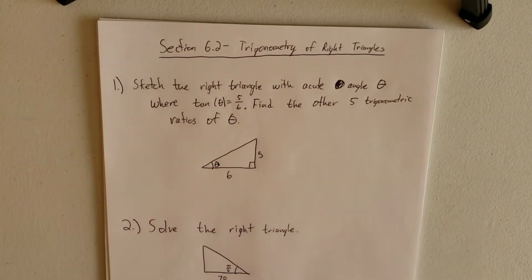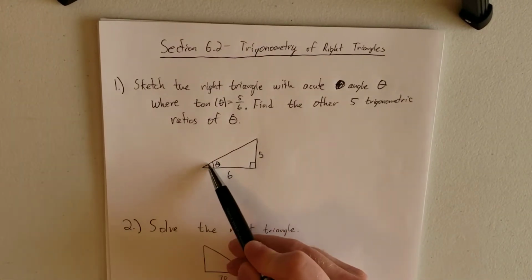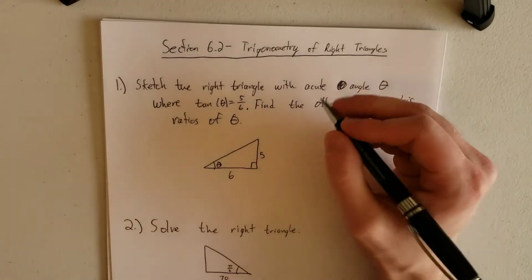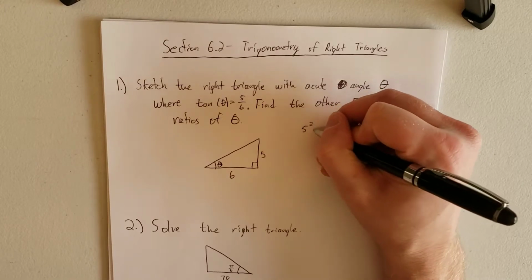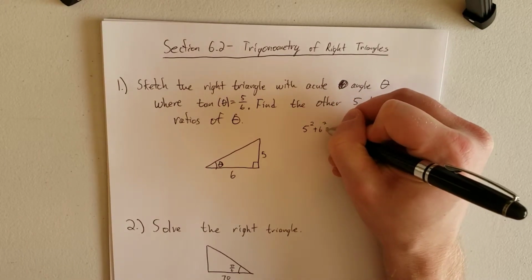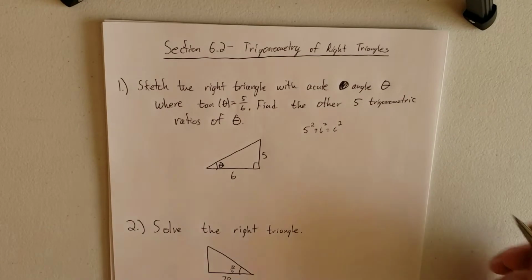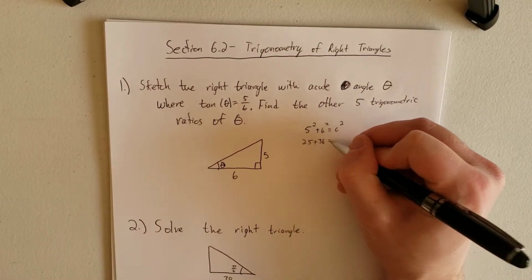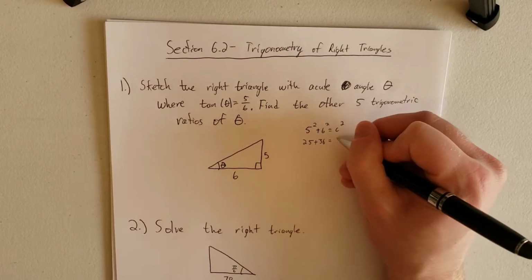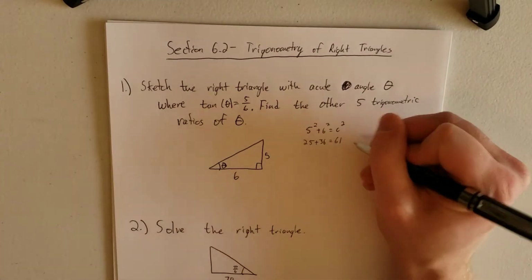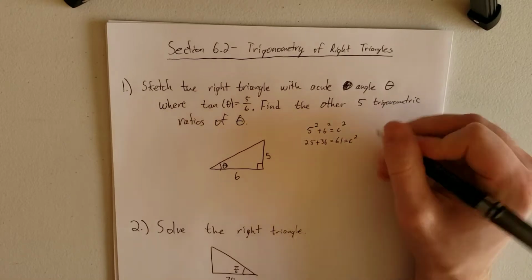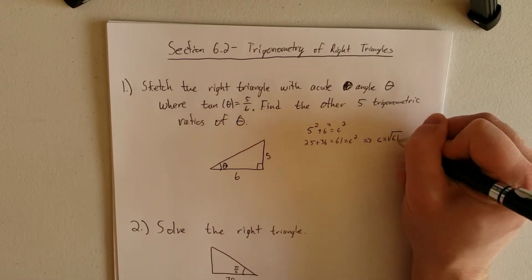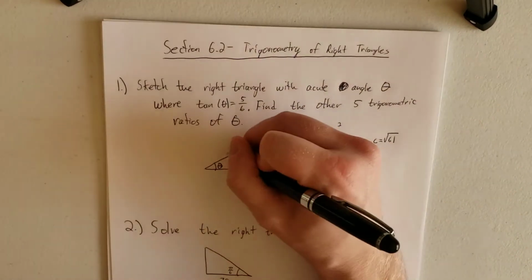To start figuring out the other 5 trigonometric ratios, we need to know what the hypotenuse is. So of course we can use the Pythagorean theorem for that. So that is 5 squared plus 6 squared is equal to c squared, or in other words, 25 plus 36, which is equal to 61, is equal to c squared. This implies that c is equal to the square root of 61. So I'll go ahead and write that here.